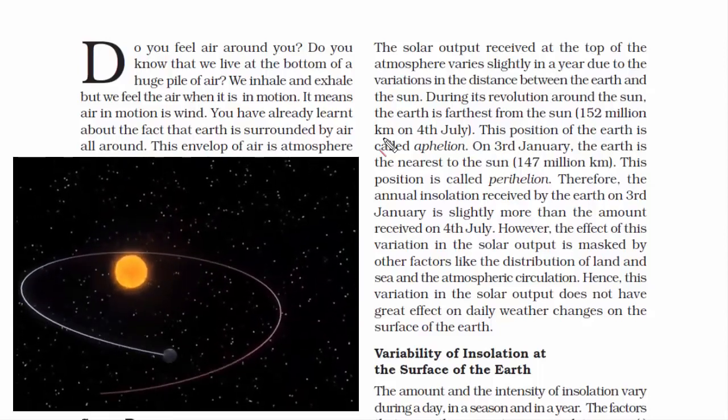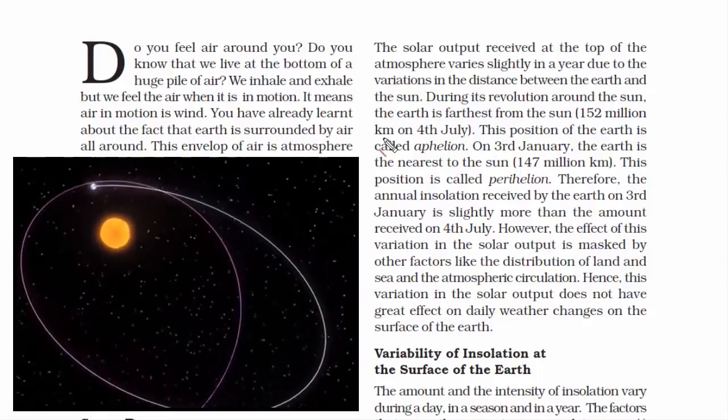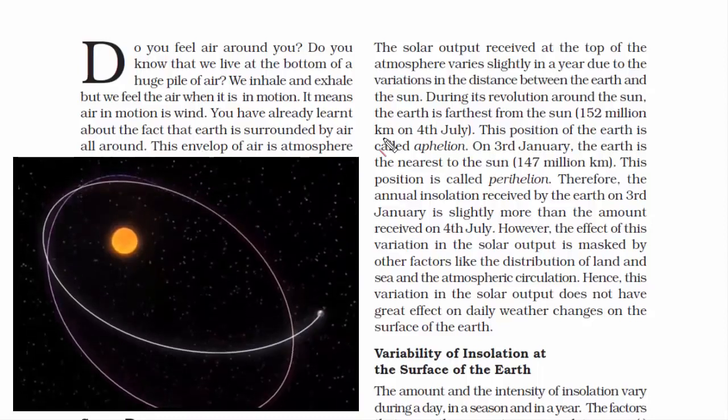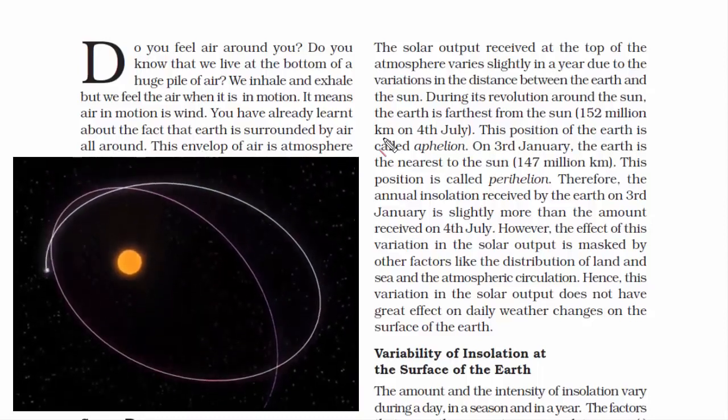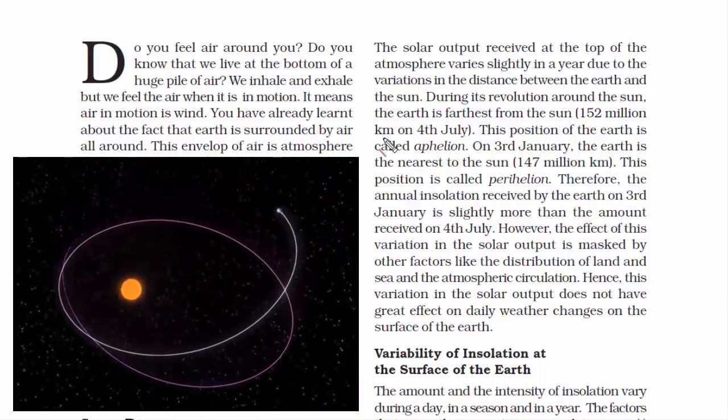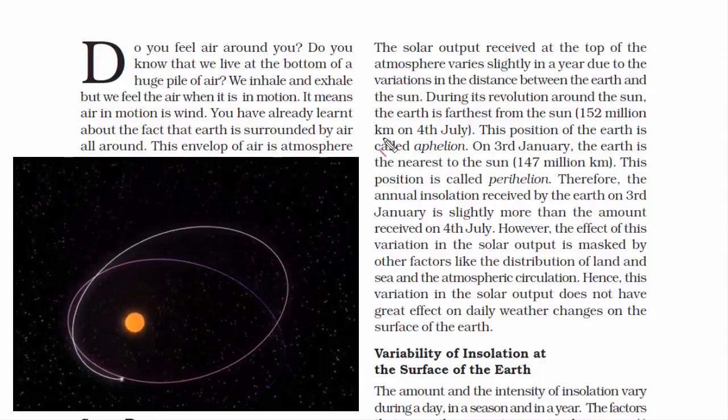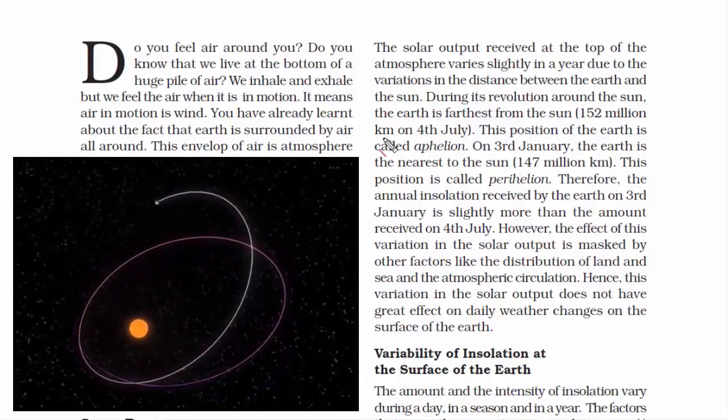There is a deviation in the elliptical path after the Earth has completed one revolution around the sun. And the reason behind this deviation is the gravitational attraction among other planets. You see, after all, every planet is revolving around the sun.